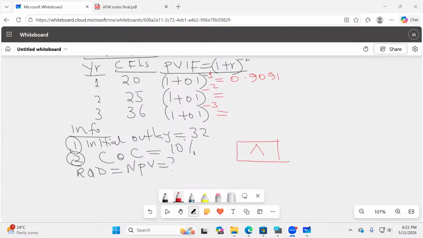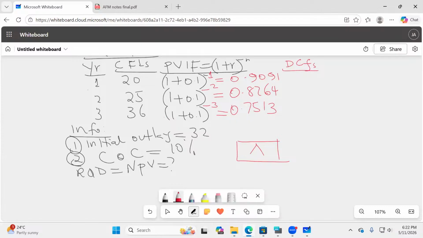The second one is supposed to be 0.8264, right? How about the third one? 0.7513. Now, having gotten these PVs, we shall automatically use them for purposes of discounting. And how do we do discounting? We normally take the cash flows times these PVs. So let's have a column where we capture the discounted cash flows.